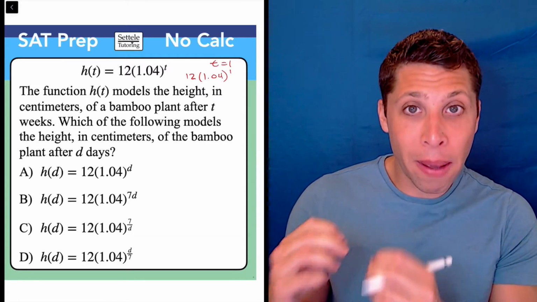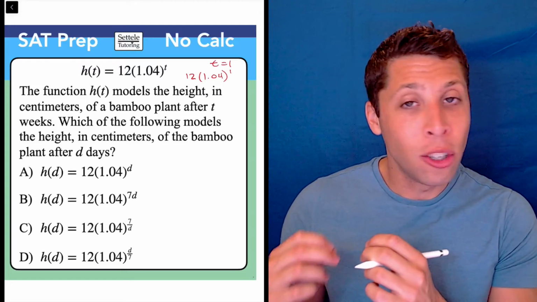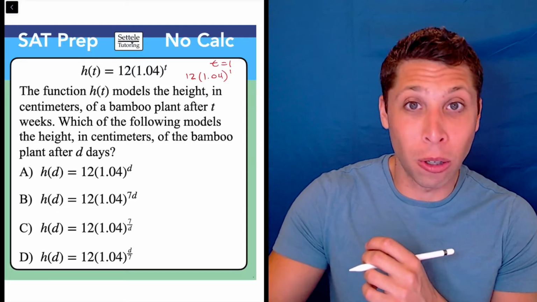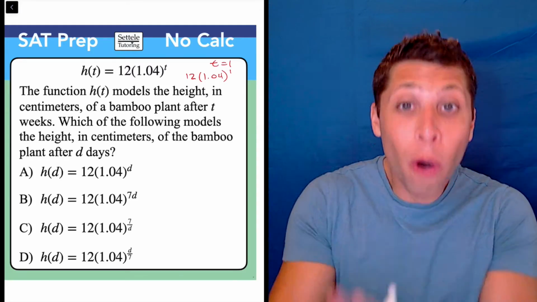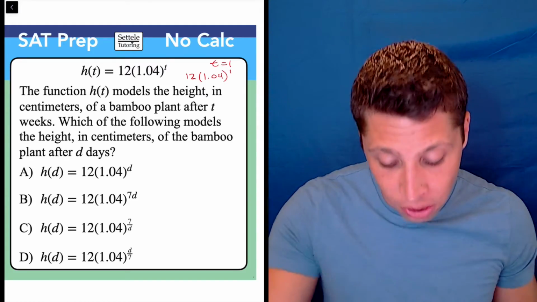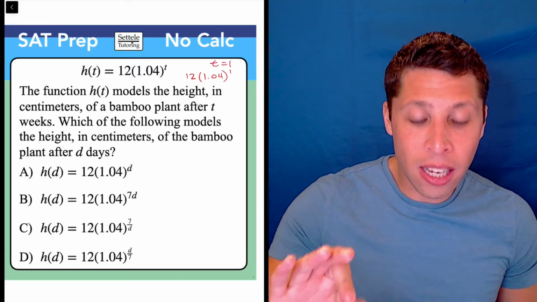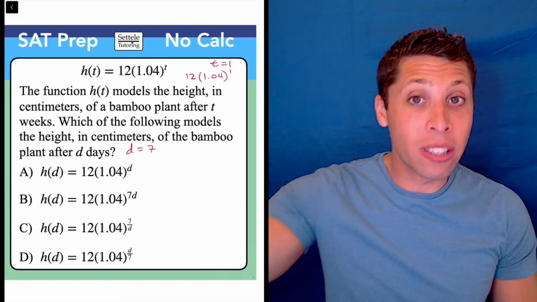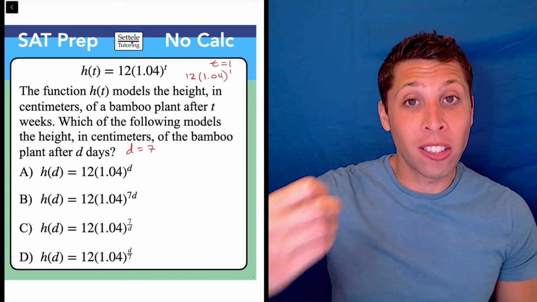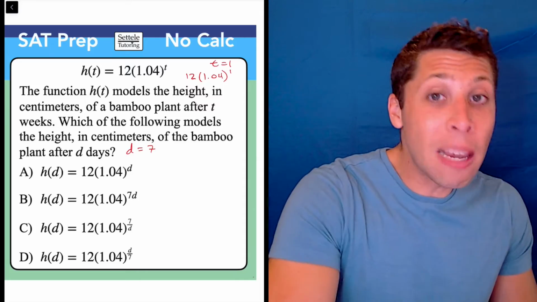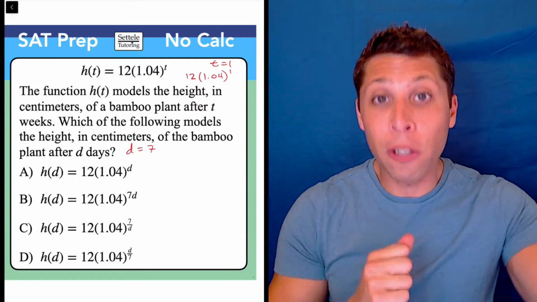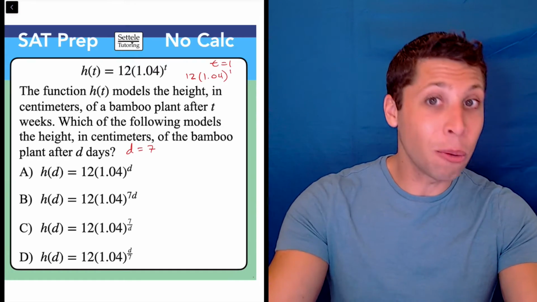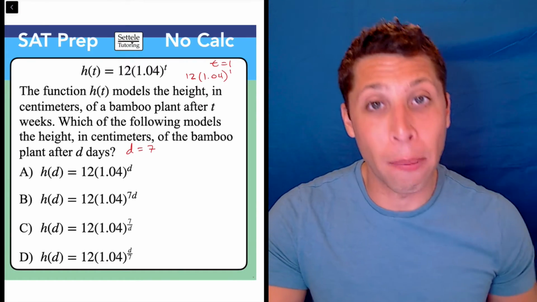So thinking about the conversion between days and weeks, don't just do some sort of logic in your head and look at the answer choices and pick the most logical choice. Show your logic is correct. Use the numbers, because even though t is equal to 1, we want our d in that case to be equal to 7, okay? Because 7 days is the same as 1 week. So our equation should produce the same result whether we plug in t equals 1 or d equals 7. We're still going to end up with 12 times 1.04.